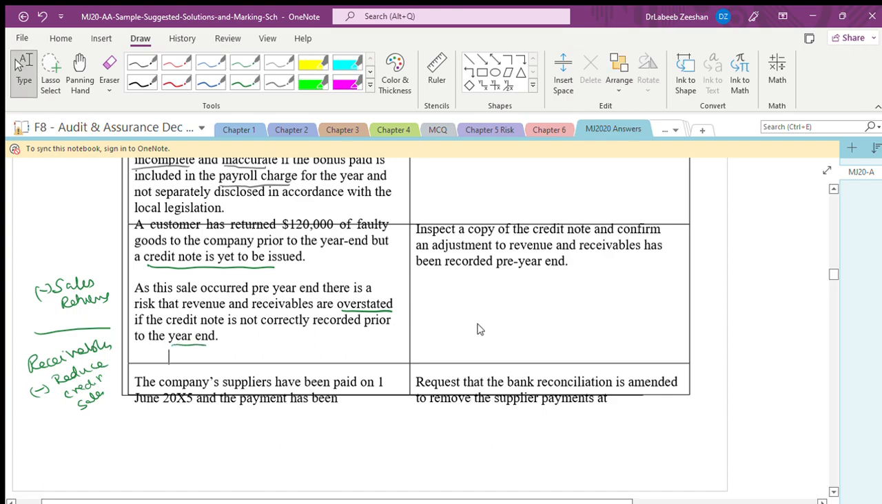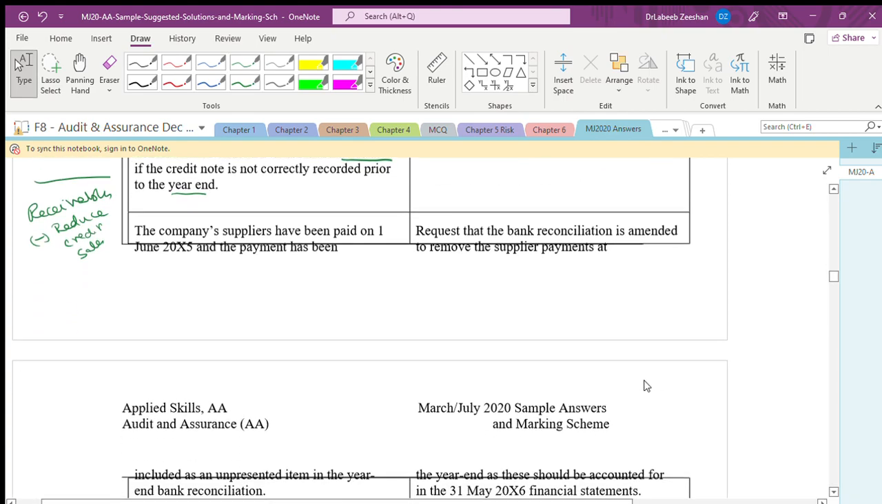What is the solution? What is the response of the auditor? Inspect a copy of the credit note. Straightforward, to the point. Confirm whether they have made any adjustments to the revenue and receivables. Straight to the point. We are not going to have any general discussions on that.